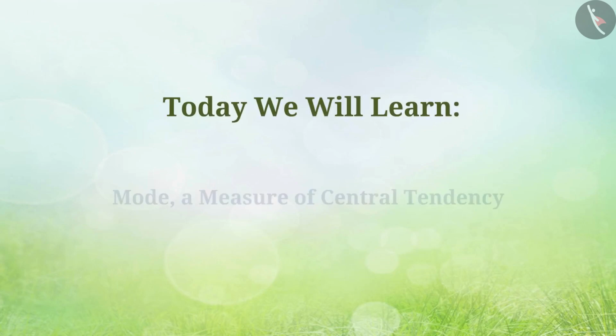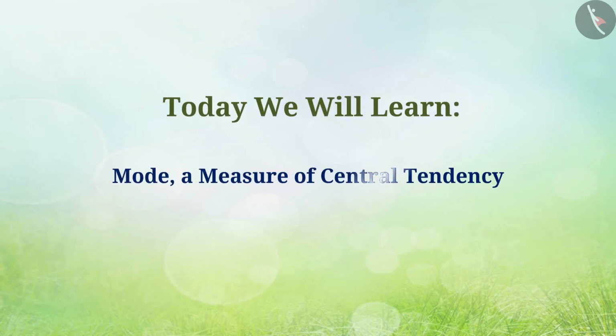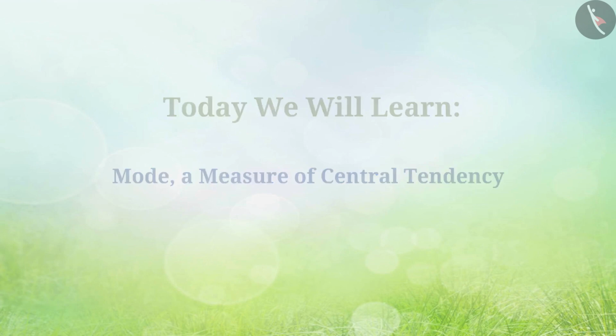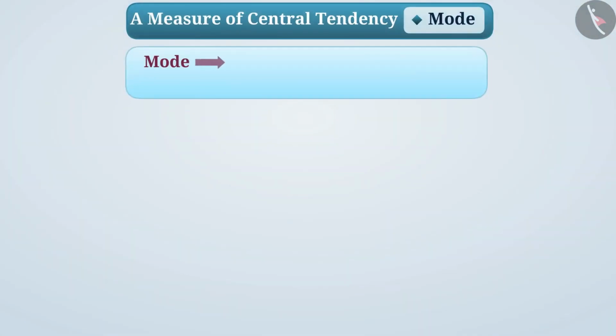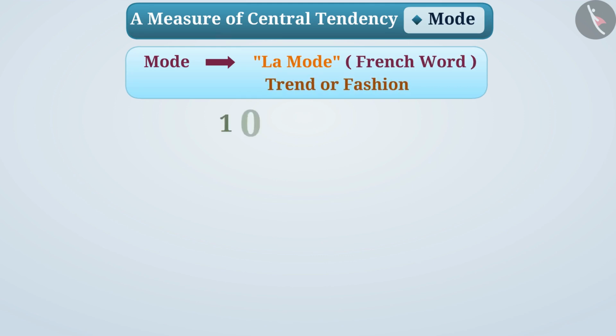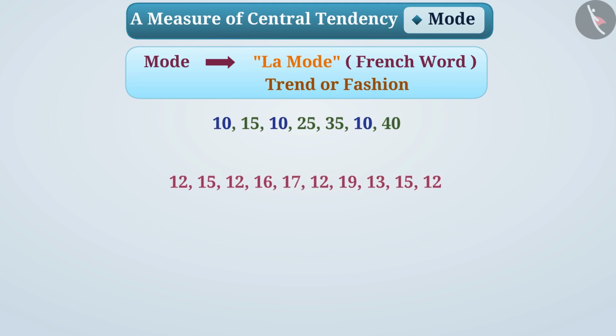Today we will learn about the mode, a measure of central tendency. The word mode is taken from the French word la mode, which means trend or fashion. In terms of data, mode is the value that is most prevalent. Like if we talk about these observations, then here 12 is the most frequent. In this way, we can say that 12 is most prevalent among this group of observations. That is, 12 is the mode of these observations.